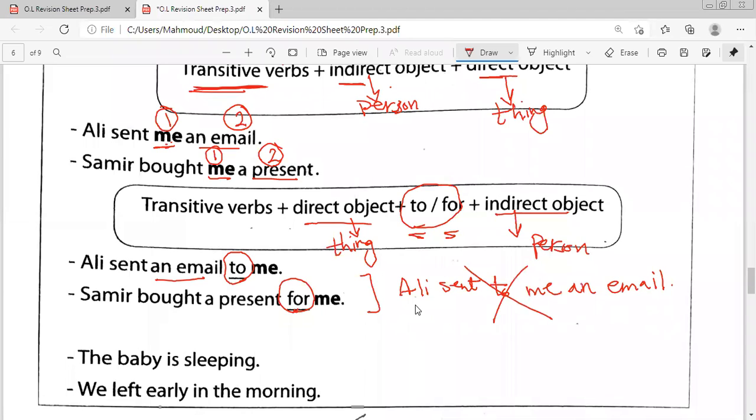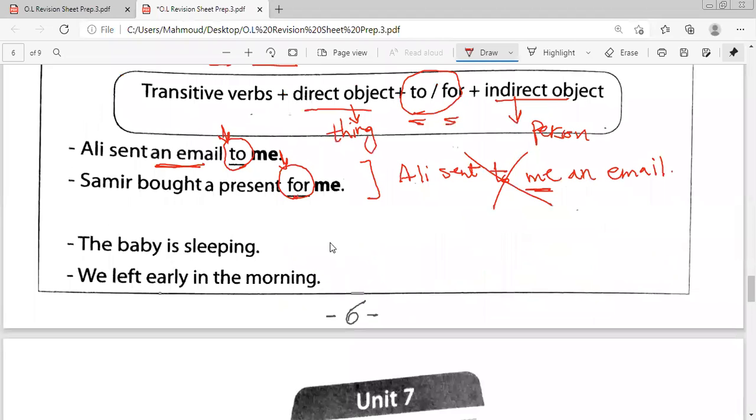You cannot say Ali sent to me an email. It's wrong. It's okay? It's incorrect. So if you say the person firstly, you cannot use here a preposition. You will say Ali sent me an email. If you start here with the first object, which is the thing, you will put here to or for. Samir bought a present for me. Of course, we have some verbs that take to, and there are some other verbs which take for.